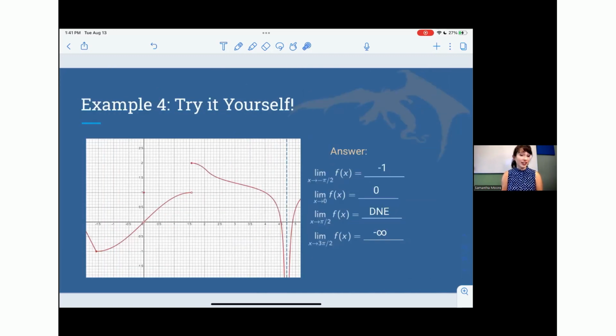So these are the limits that you should have gotten. As x approaches minus pi over 2, f of x should be approaching minus 1. As x approaches 0, f of x should also be approaching 0. As x approaches pi over 2, the limit of f of x should not exist. And then lastly, the limit as x approaches 3 pi over 2 of f of x is minus infinity.